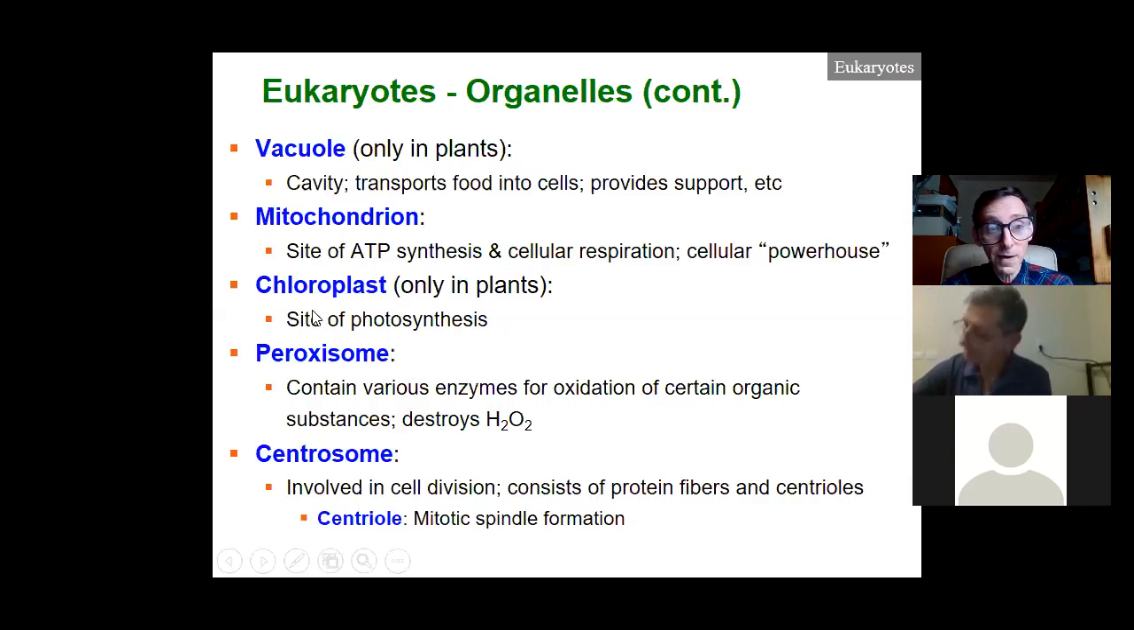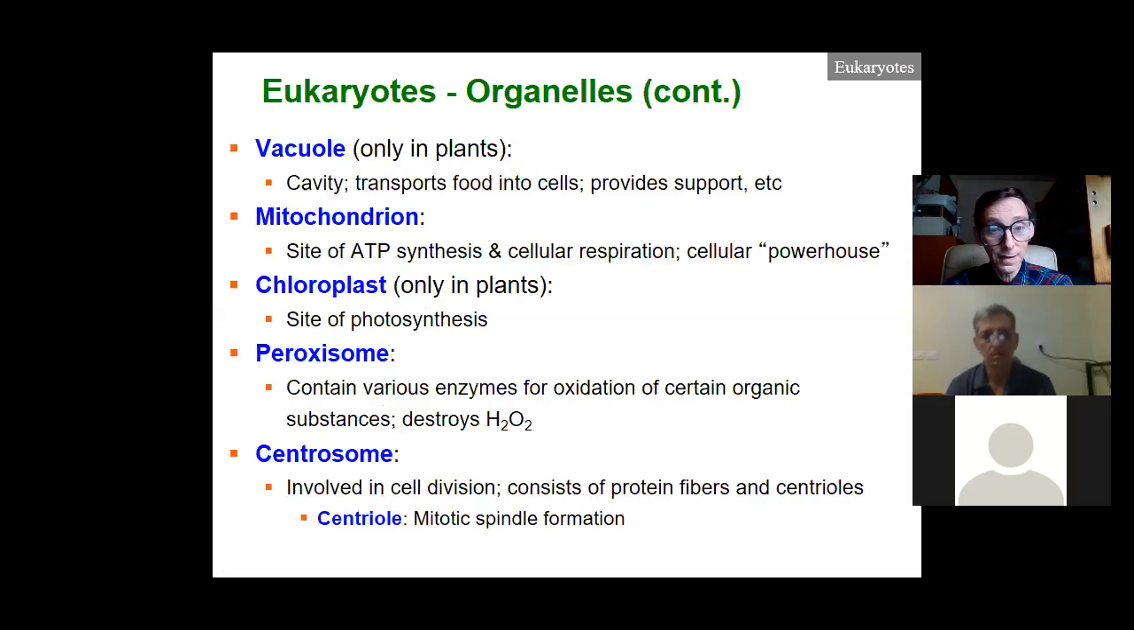Chloroplasts are only found in plant cells and photosynthetic protists like the algae. This is the site of photosynthesis. And really, that's all I'm going to talk about for chloroplasts, because we're not really talking about plants in this cell, and animal cells don't have chloroplasts.